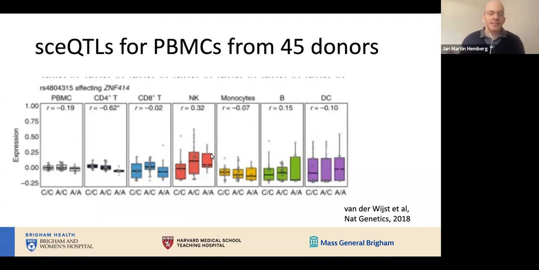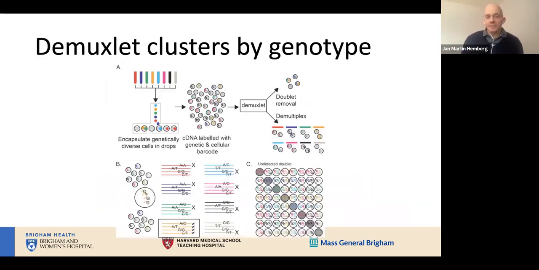What this means is that in the bulk RNA-seq, these two things essentially cancel each other out, so you can't see the effect. But in the single cell RNA-seq data, you see that you have these cell type specific QTLs, which is what we were hoping to find.